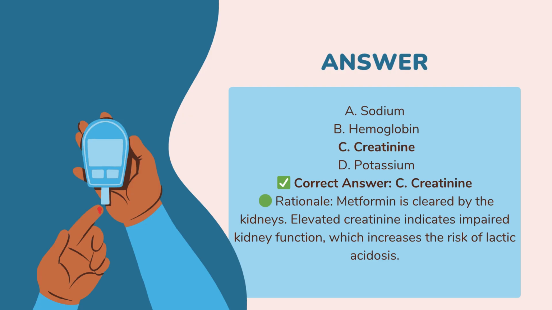Question 2. A client with type 2 diabetes is started on metformin. Which lab value should the nurse monitor most closely? A. Sodium. B. Hemoglobin. C. Creatinine. Or D. Potassium.